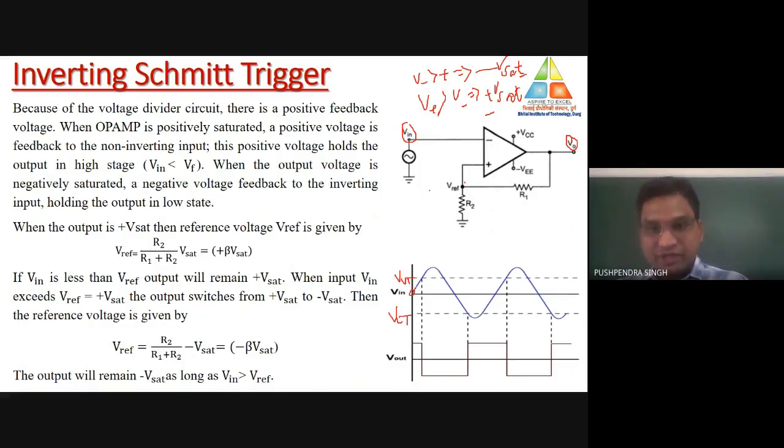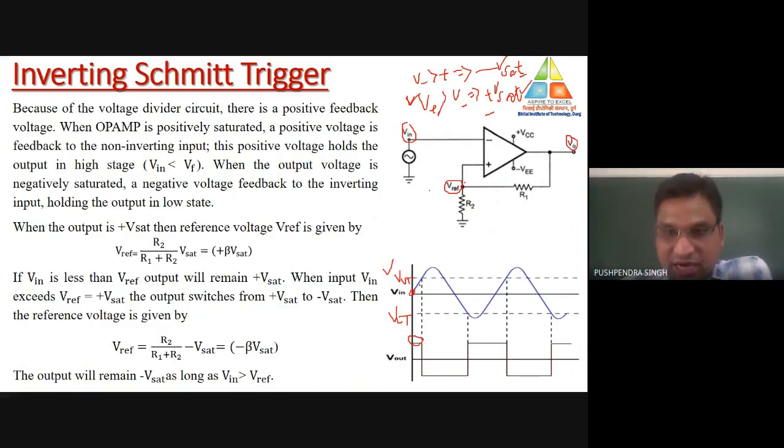So when Vin is here, VUT is applied at the non-inverting terminal. Now what is the reference voltage? VUT. So when Vin is 0 volts, the inverting terminal voltage is less than the non-inverting terminal voltage. That means the positive terminal voltage is at higher potential, and if the positive terminal voltage is at higher potential, the output will be at positive saturation. There you can see that the output will be at positive saturation voltage.